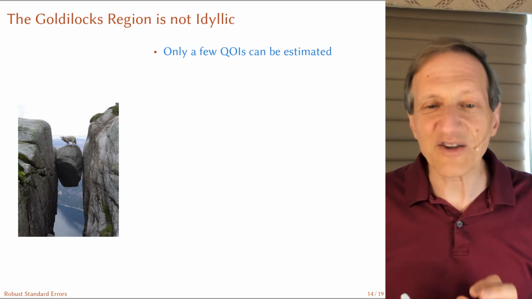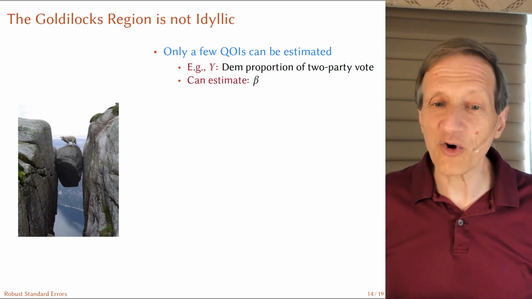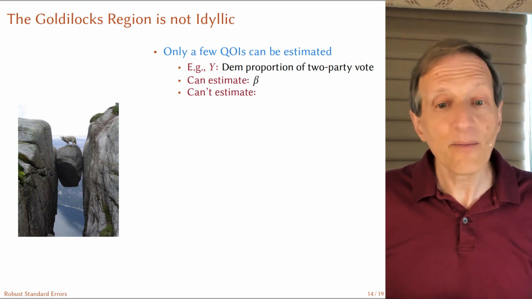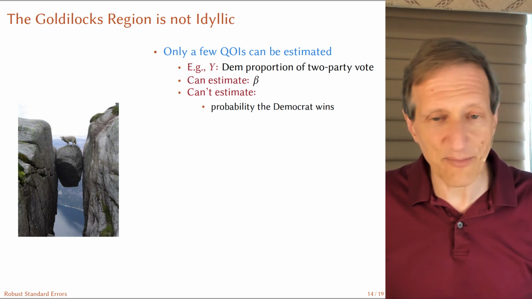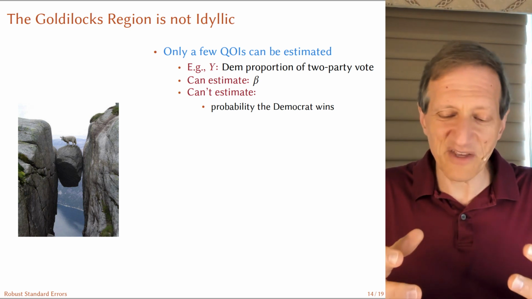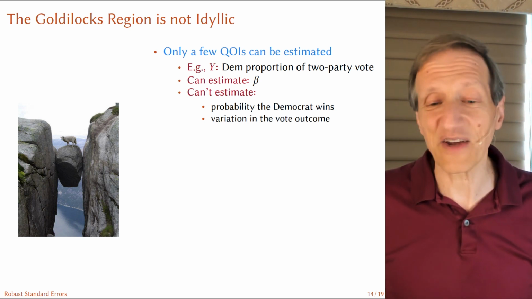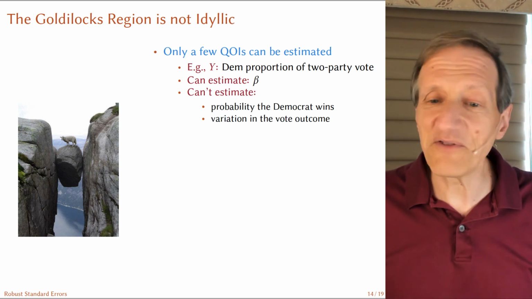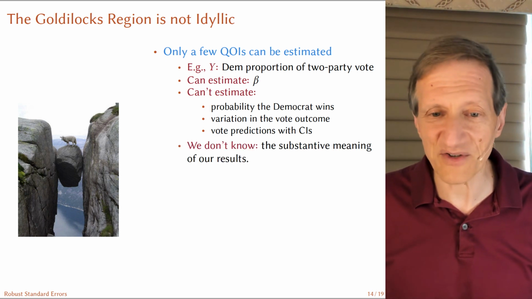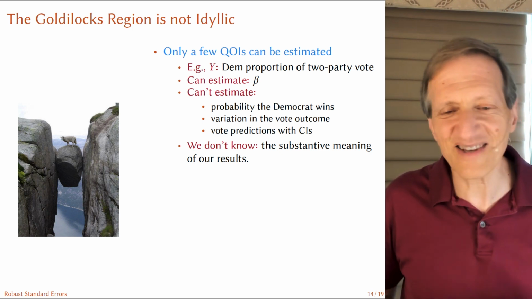Only a few quantities of interest can be estimated. For example, if Y is the Democratic proportion of the two-party vote, you can estimate beta and you can get an unbiased estimate of it. But you can't estimate the probability that the Democrat wins because it uses features of the stochastic component of the predictive distribution that robust standard errors are not going to fix. You can't estimate the variance in the vote outcome. You can't estimate vote predictions with appropriate confidence intervals. We don't know the substantive meaning of our results then. So that's really a problem.